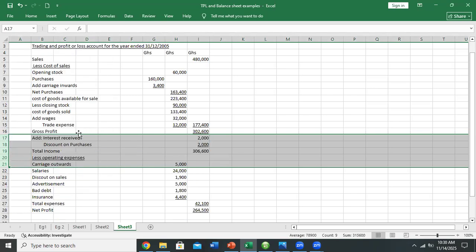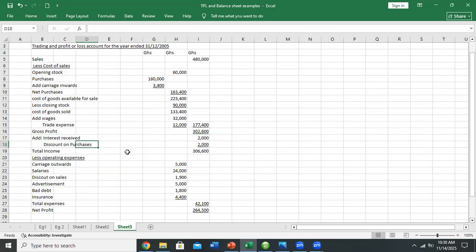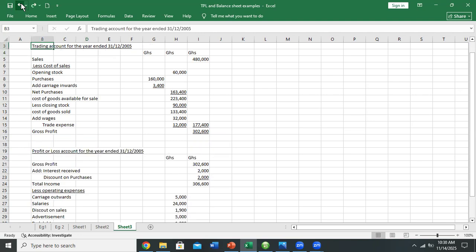So you see, right after getting the gross profit, you would have continued to add other income. Okay, that's the only difference when they ask you to combine. But if they ask you to separate it, then make sure you do only the trading and then you come and do only the profit and loss account like we did in our case. So I hope that is fine. Okay, so professors, that is the trading and profit and loss account.